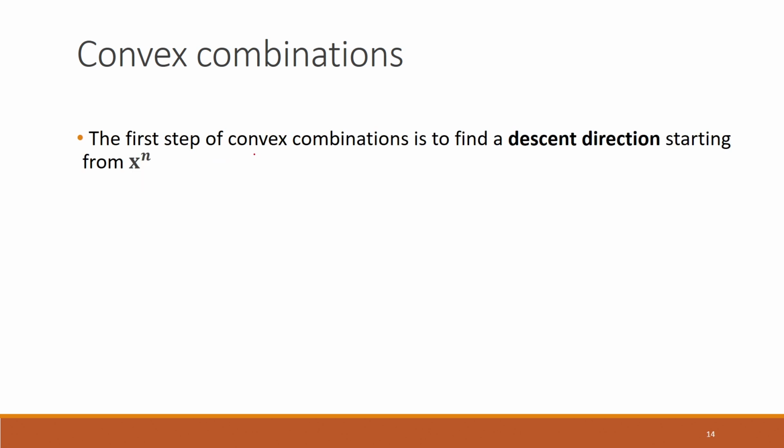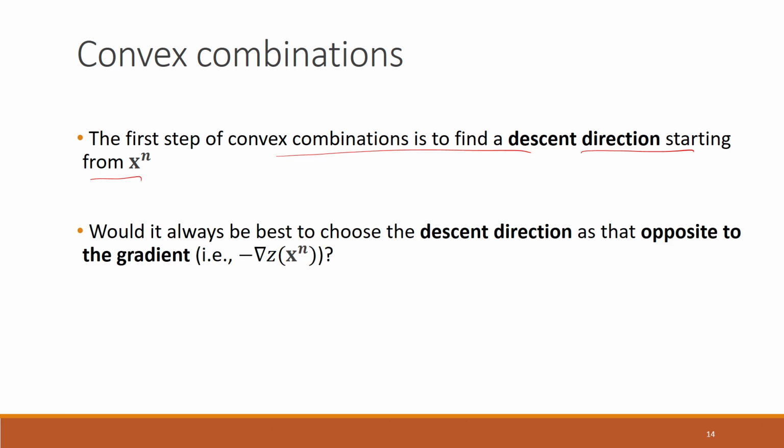So the first step of the convex combinations is to find the descent direction which starts from xn. Would it always be the best to choose the descent direction as that opposite to the gradient? Why not just choose that descent direction which is exactly opposite to this gradient direction, which is represented by minus grad z xn.